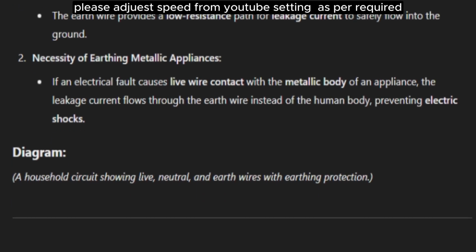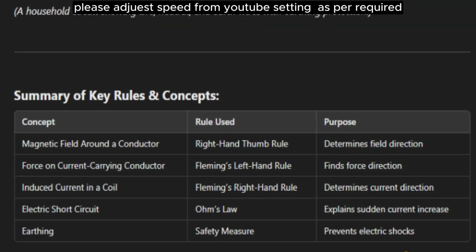Summary of key rules and concepts. Concept, rule, purpose. Magnetic field around a conductor: right-hand thumb rule determines field direction. Force on a current-carrying conductor: Fleming's left-hand rule finds force direction. Induced current in a coil: Fleming's right-hand rule determines current direction. Electric short circuit: Ohm's law explains sudden current increase. Earthing: safety measure prevents electric shocks.